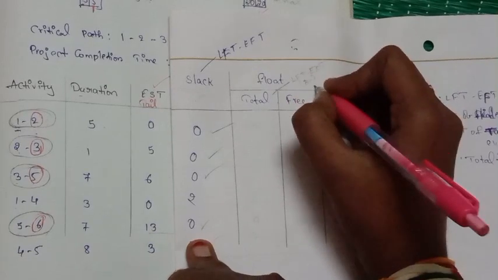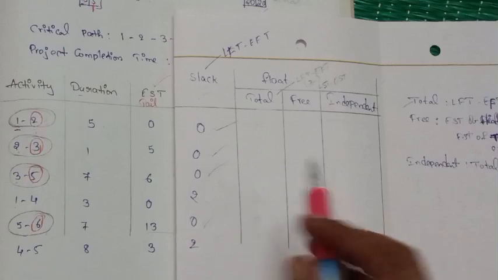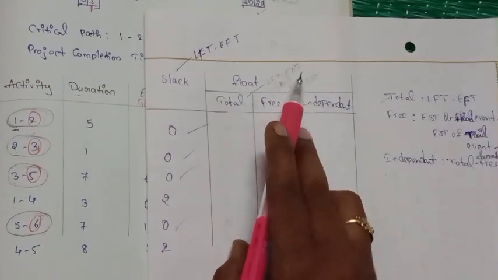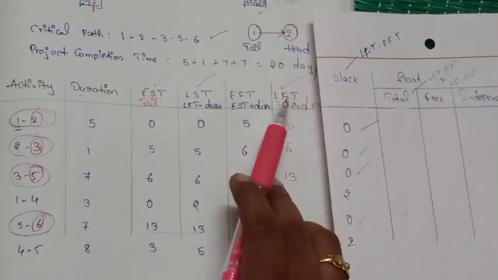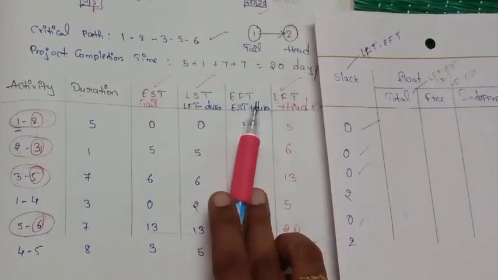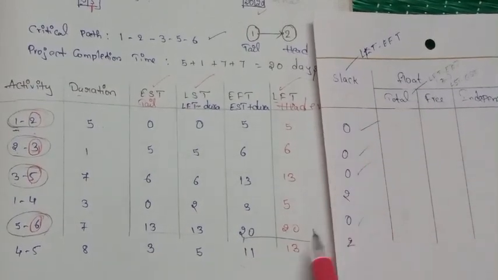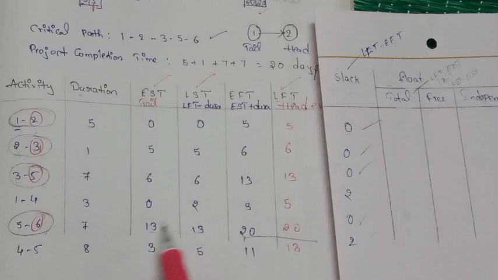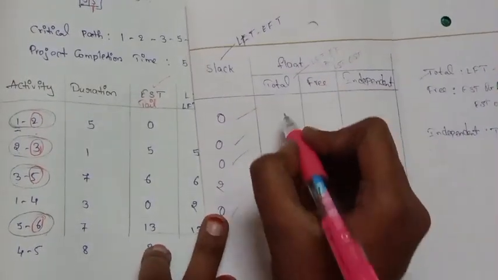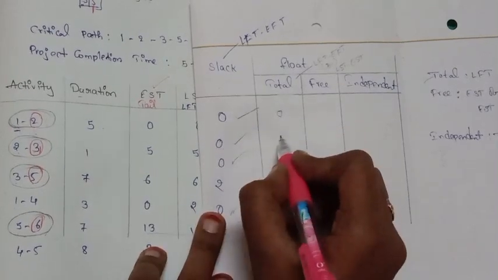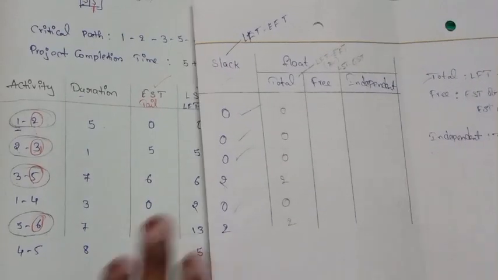or LST minus EST. You can take either LFT minus EFT or LST minus EST. If you perform LFT minus EFT, the same values will come as in the slack. So if you do this also, you can get the same values here. So I am just writing them as they are in the slack: 2, 0 and again 2.